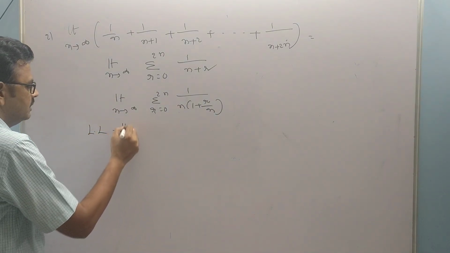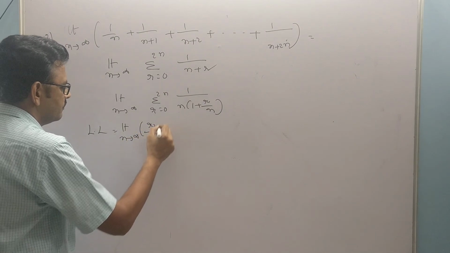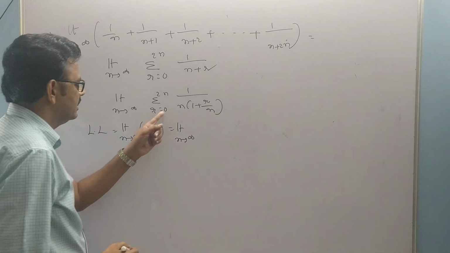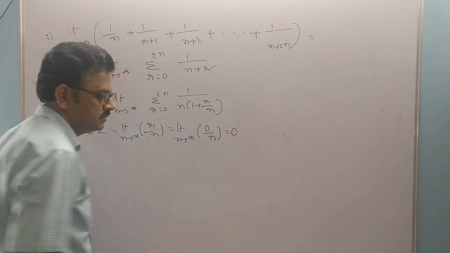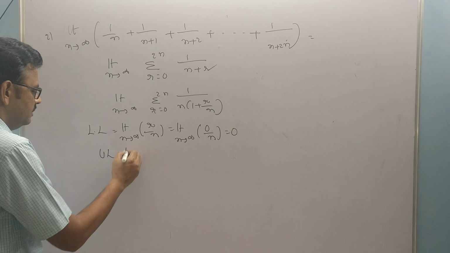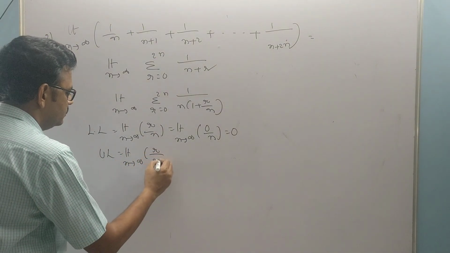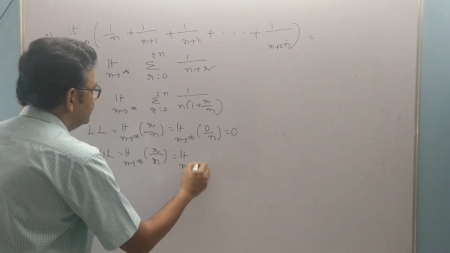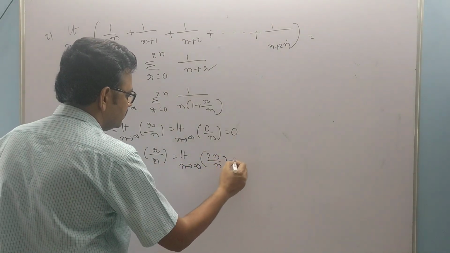Lower limit: limit of n tends to infinity r by n, where r is 0, so 0 by n, that is 0. Upper limit: limit of n tends to infinity r by n, where r is here 2n, so this is 2n by n, that equals 2.